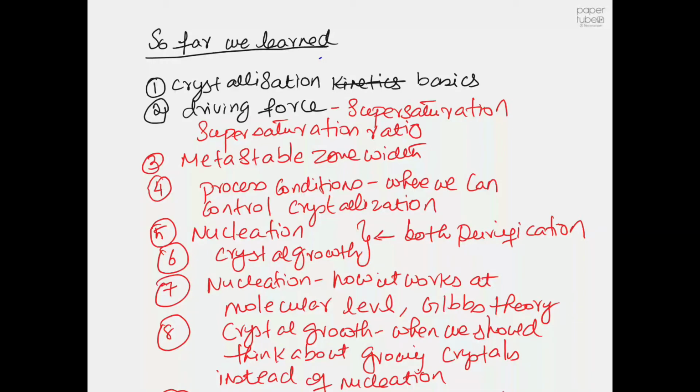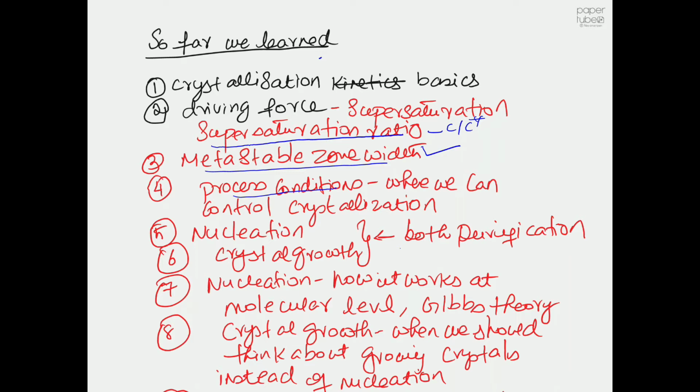I think in the last four or five lectures, I covered all the fundamentals of crystallization, and then we talked about the driving force. In this case, it's supersaturation, and we also defined the supersaturation ratio, like C by C star. And then I talked a bit about metastable zone width. I showed the diagram. We also talked a bit about the solubility, and then I also showed how to identify the process conditions where we can control the crystallization process.